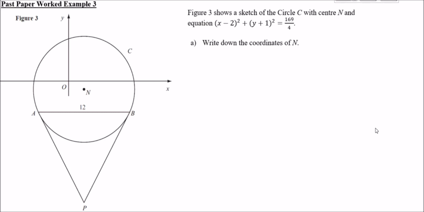Figure 3 shows a sketch of a circle C, centre N, with the formula for the circle in the standard form. So luckily, because this equation is in the standard circle form, finding the coordinates of N, the centre, is really straightforward. We just look at what numbers are inside here. So we take the number in the x bracket, and we switch the sign. So opposite of minus 2 is positive 2. We look at what number is in the y bracket, it's 1. We swap its sign, gives us minus 1. So that's the coordinates of N.